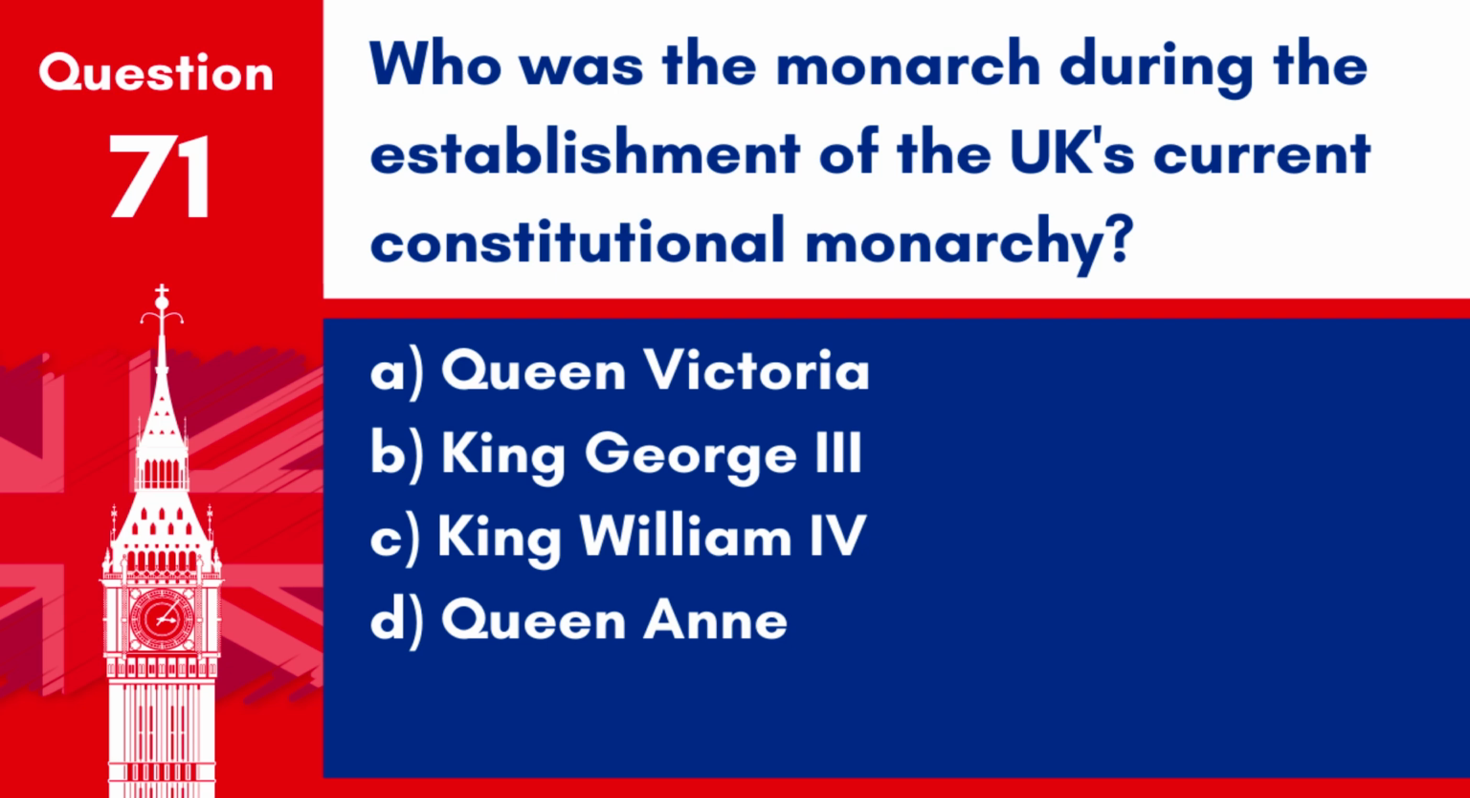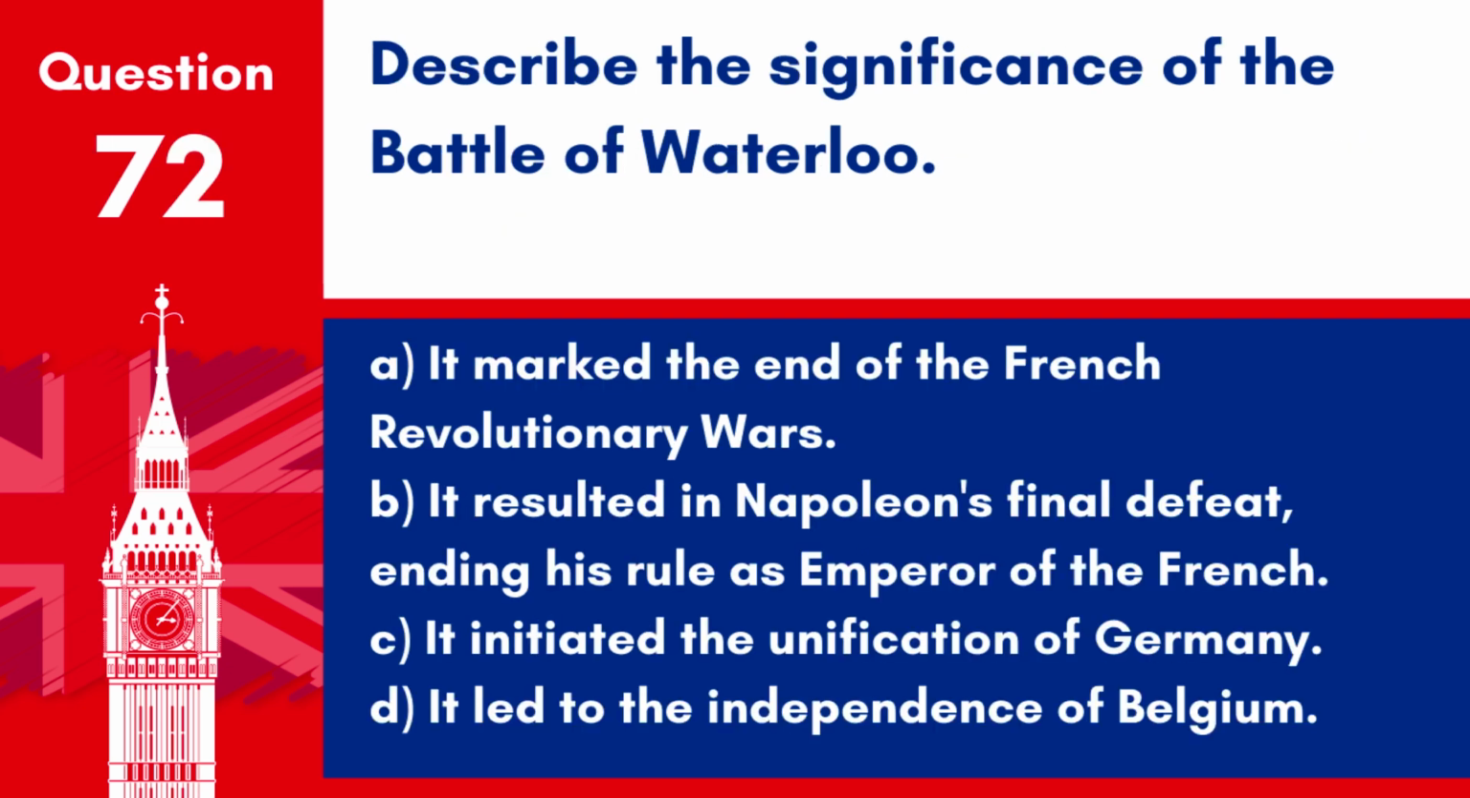A. Queen Victoria. B. King George III. C. King William IV. D. Queen Anne. Answer A. Queen Victoria. Queen Victoria was the monarch during the establishment of the UK's current constitutional monarchy framework in the 19th century. Question 72.